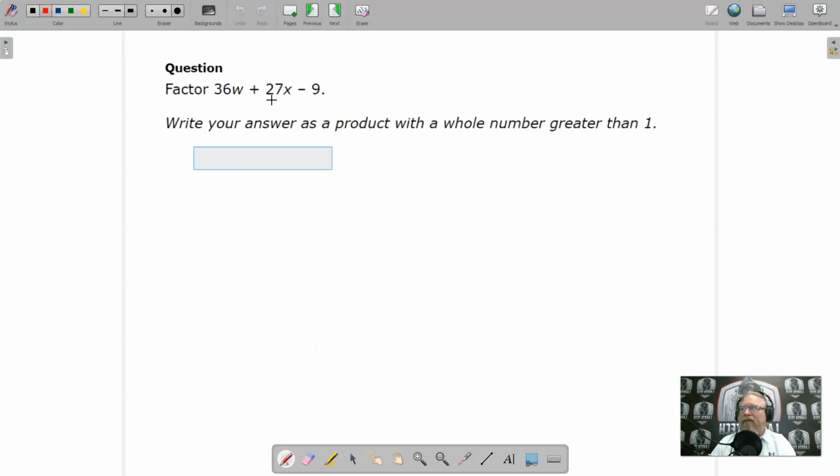Okay, here we have 3 different factors right here. And I think I'm going to do this a certain way because I want to demonstrate something. I'm going to actually intentionally get this correct, but not fully correct. So let's go ahead and see how that works. So 36, 27, and 9. You might think, oh, they all share a common factor of 3. So let's pull a 3 out.